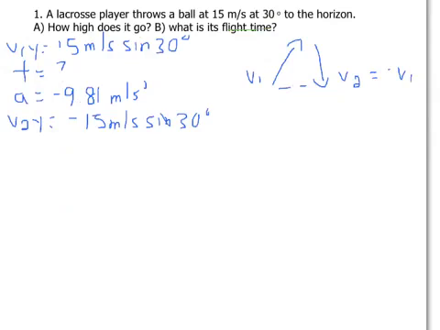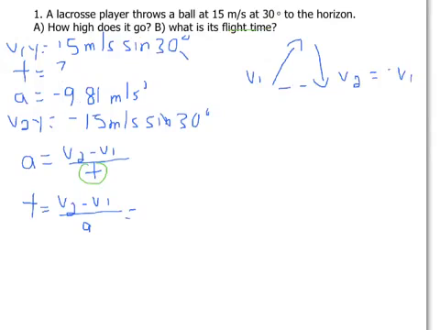We can use our kinematic equations. And the one kinematic equation we need to use is a equals v2 minus v1 divided by t. We're looking for t, so isolating, t equals v2 minus v1 divided by a. Now we can substitute. Earlier we found that the vertical component of the 15 meters per second is really just 7.5 meters per second. Therefore v2 will be negative 7.5 meters per second.